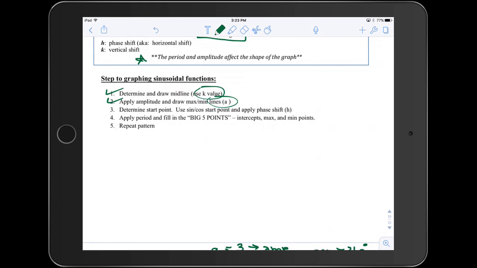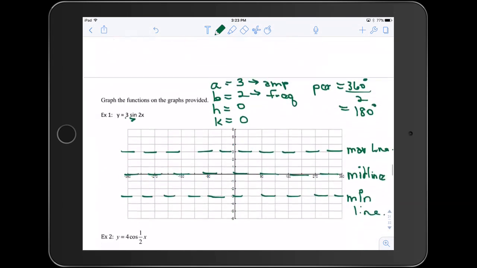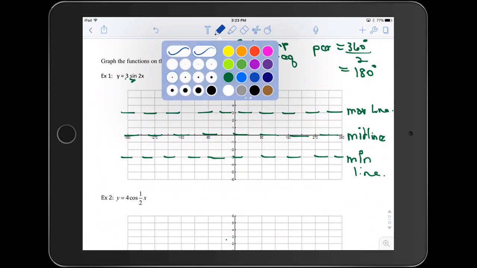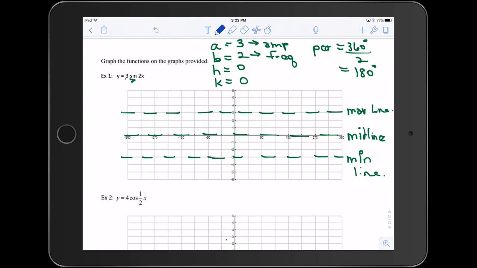And now we need to determine a starting point. And notice, if we have a phase shift, which we don't, we can now start at 0, 0. And then you apply the period and fill in the big 5 points: the intercepts, max, and min points. So let me show you what I'm talking about. I'm going to switch over to a different color. Let's go with blue. I know I'm going to start at 0, 0. There's one of my points. I need to have a max point, a min point, and my intercepts.